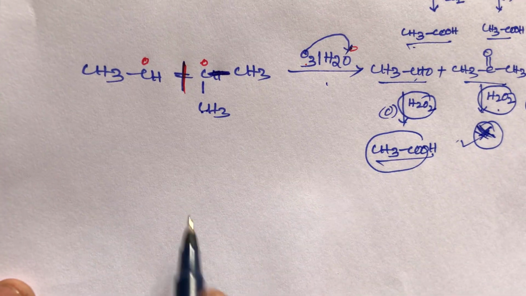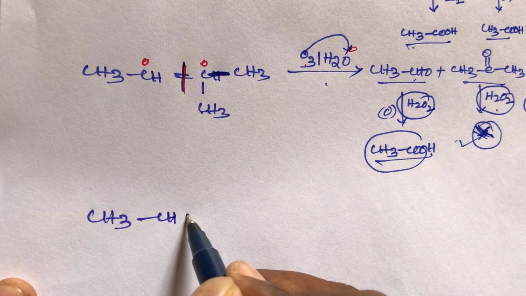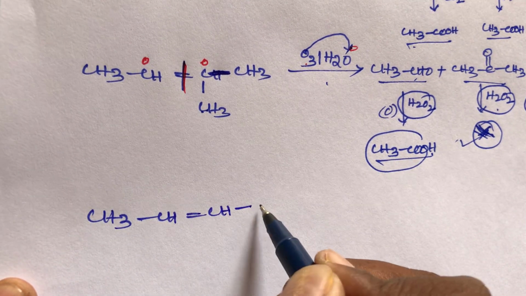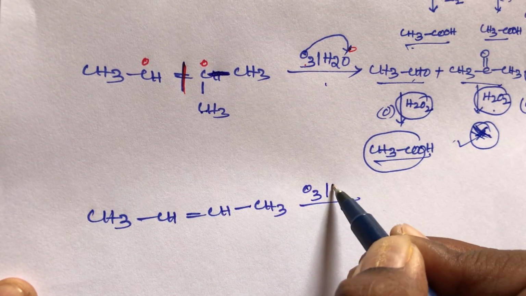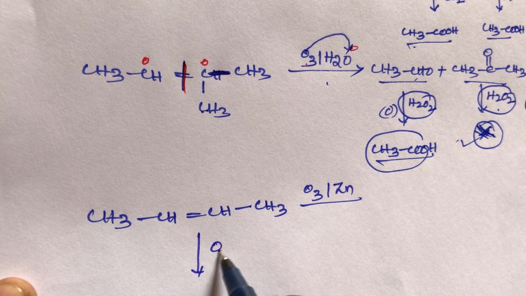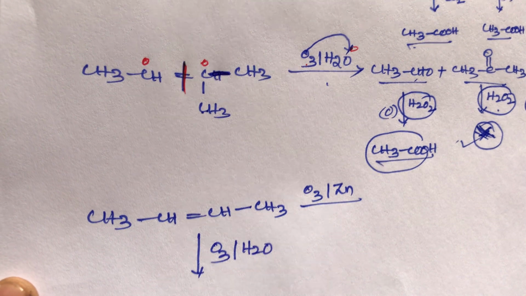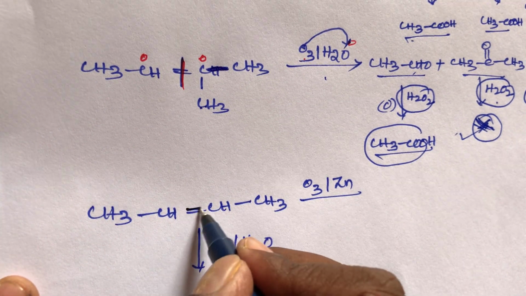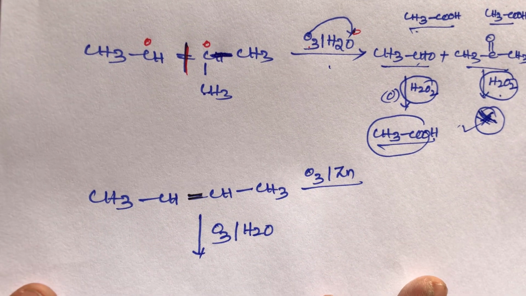Now take one more example. CH3 CH double bond CH CH3, in the presence of O3 by Zn, students. Now the second one is O3 by water. What are the products, students? I will do a simple trick, students. So here one double bond is there. Now first step, what to do, students?